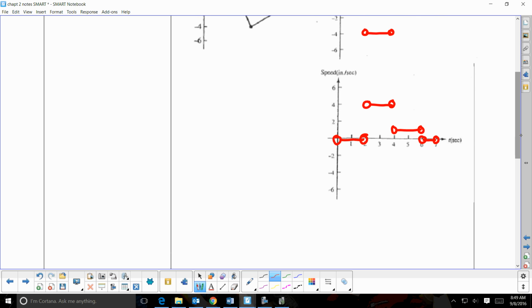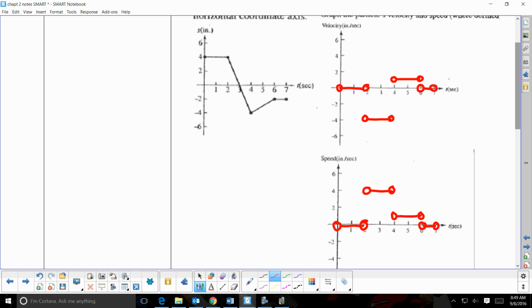So remember velocity, these are all linear things, so I can say this slope is 0, this slope is -4, this slope is 1, that slope is 0. Those are all linear. Speed, I just take the absolute value of that.